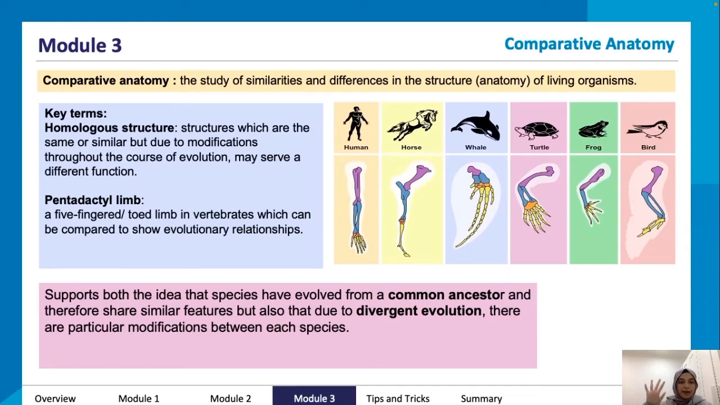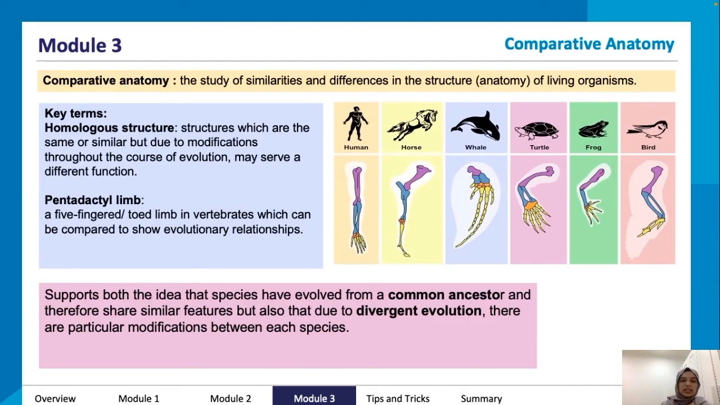A pentadactyl limb is a five-fingered or toed limb in vertebrates, which can be compared to show evolutionary relationships. So, five fingers in humans, and we can see that also in horses, the whale, the turtle, the frog, the bird, but with very different uses, right? The bird will fly, the frog will hop, the turtle kind of waddles, I guess. Horses run, and humans use our limbs for walking, but also as hands, picking up things, etc.